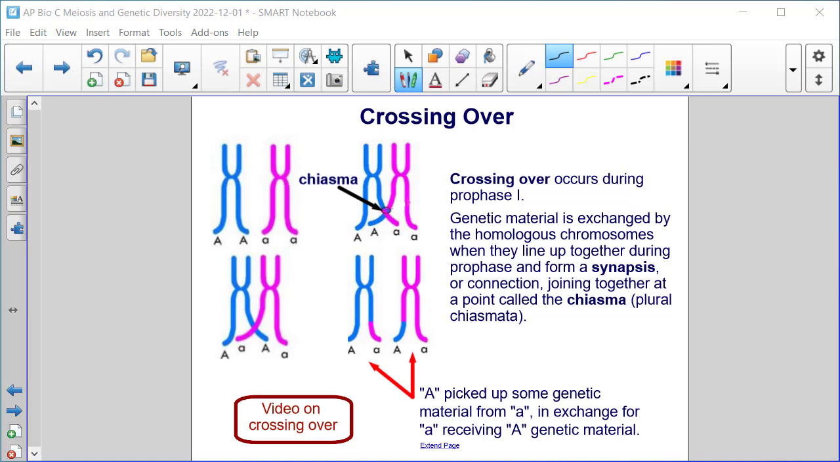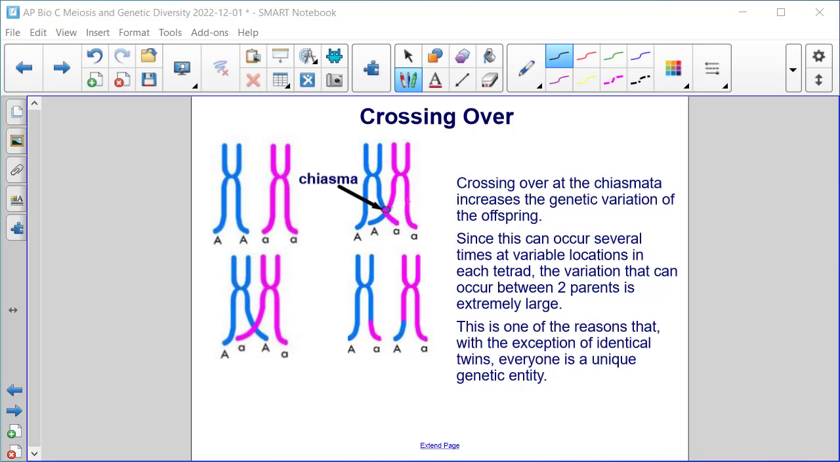So let's look at what happened here. Capital A here picked up some genetic material from lowercase a in exchange for lowercase a receiving capital A genetic material. So we form this junction here, and we get this crossing over of genetic material.